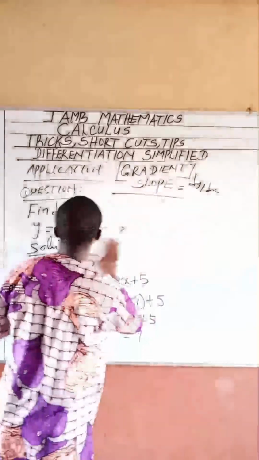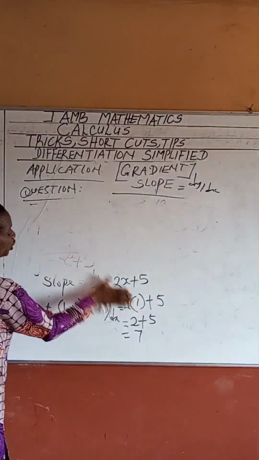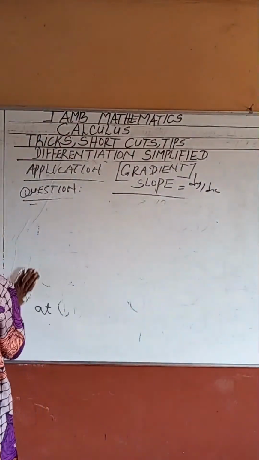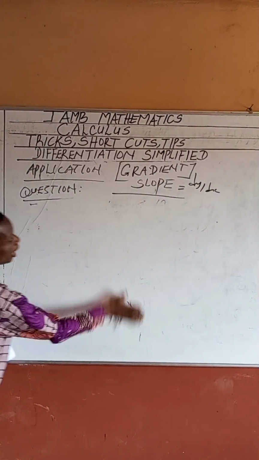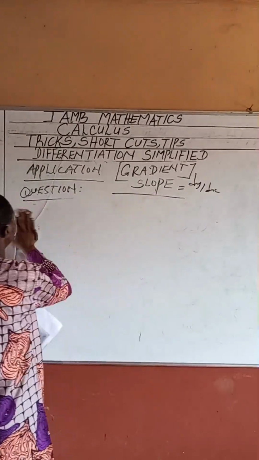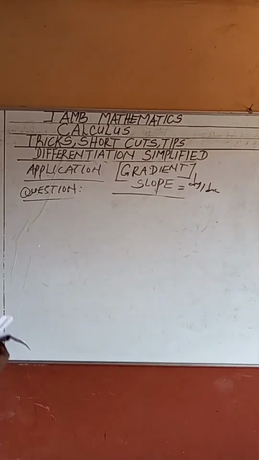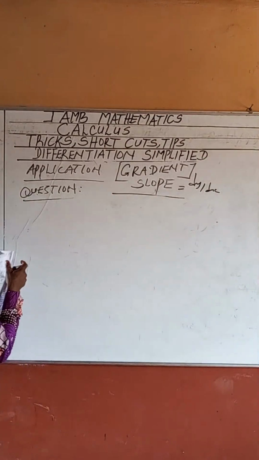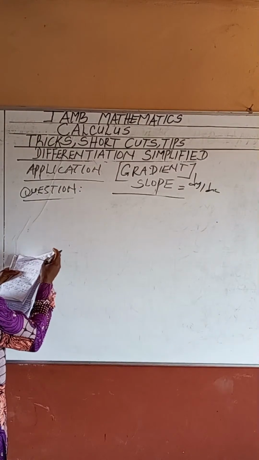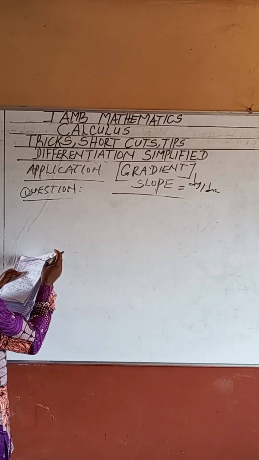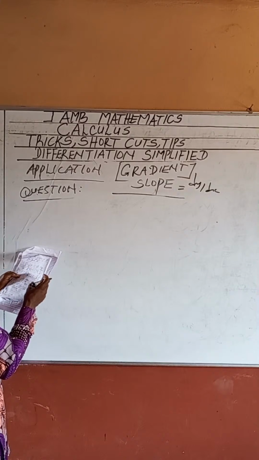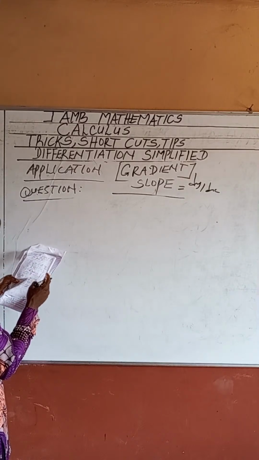This is application of differentiation. Now let's look at the second one under gradient. Remember, we are still dealing with gradient. The slope of the tangent is the same thing. Find the slope. At what point is the gradient of the curve equal to 0?